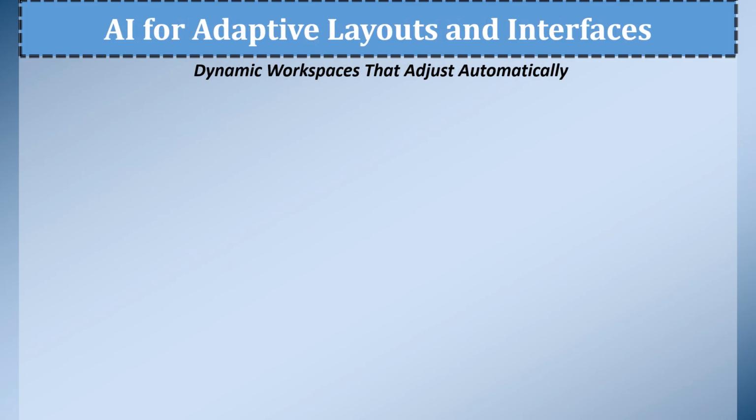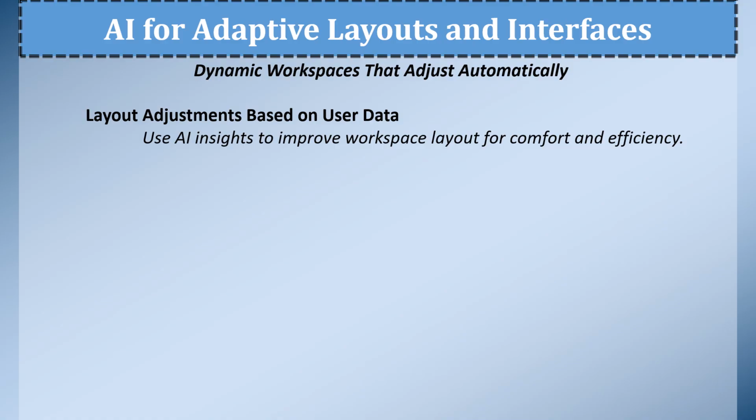AI for adaptive layouts and interfaces: dynamic workspaces that adjust automatically. Layout adjustment based on user data: AI can analyze how individuals interact with their space, like reach distance, time spent sitting, or traffic patterns, and make layout recommendations. These adjustments might include relocating frequently accessed tools or modifying desk configuration to reduce awkward movements.